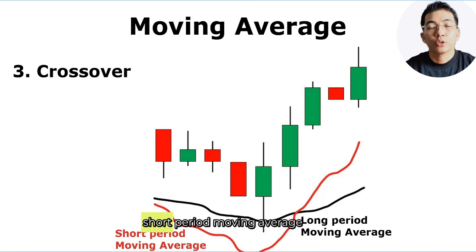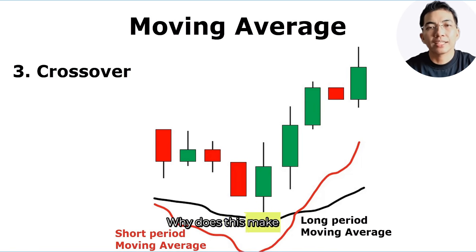One will be a short period moving average and the other will be a long period one. When the short-term moving average crosses above the long-term moving average, we have a bullish signal. When the short-term moving average crosses below the long-term moving average, we have a bearish signal.